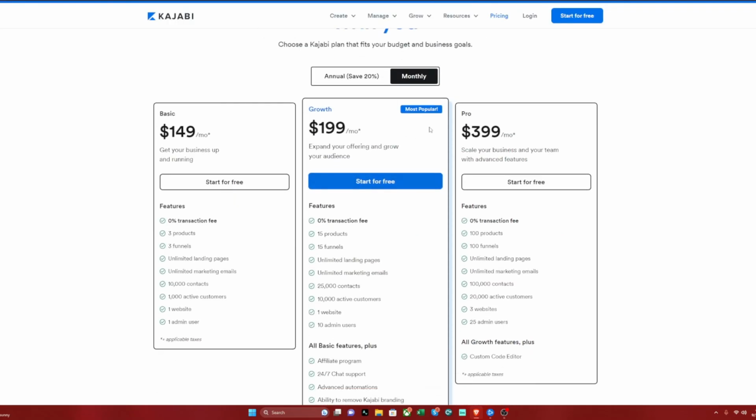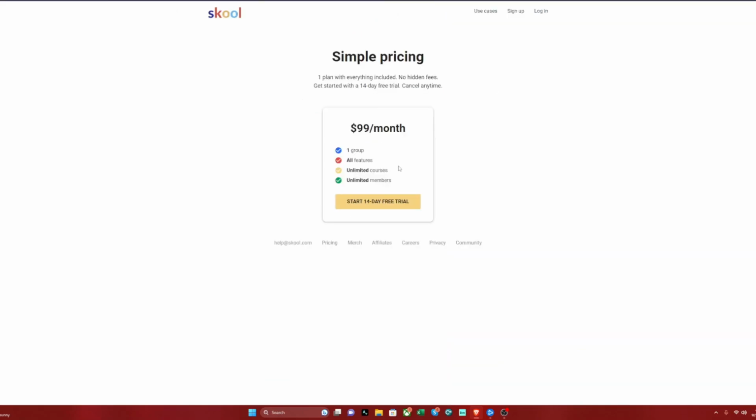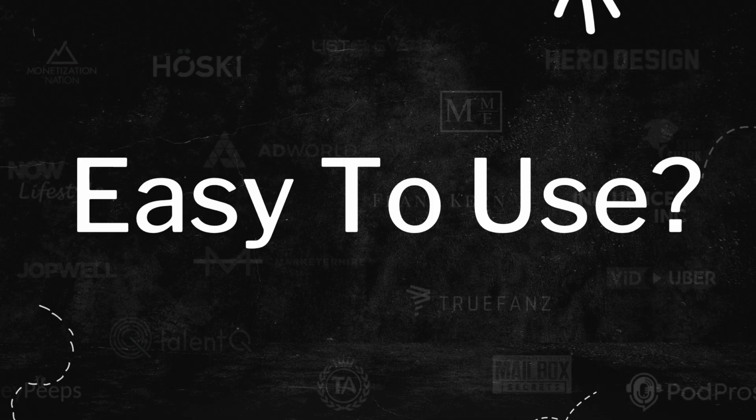Kajabi falls off around the Growth Pro plan. And the issue is, again, with what you get access to in the unlimited capability of Skool just makes it better than the other three platforms. But pricing and what you get access to is not the only thing that you should consider. So what we're going to walk you through next is how easy it is for you to actually use each of these platforms to create your own community.